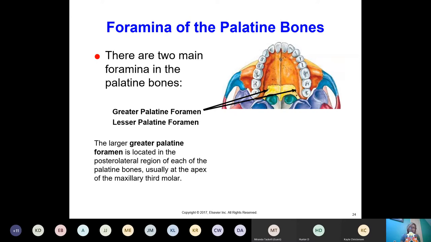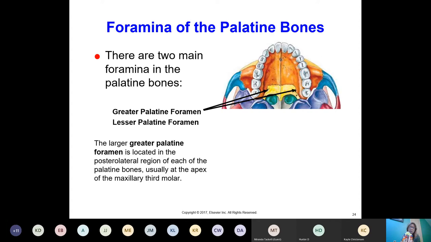But the larger one is the greater palatine foramen, and it's located in the posterolateral. If you break that word down, it means posterior and lateral. So posterior being more toward the back and lateral away from the midline. So you go posterior and away of each palatine bone, usually at the apex of the maxillary third molar. In other words, here's your maxillary third molar. It's your very back tooth.